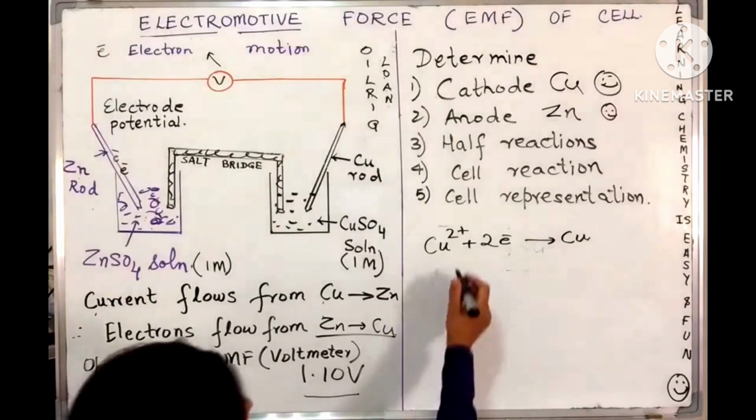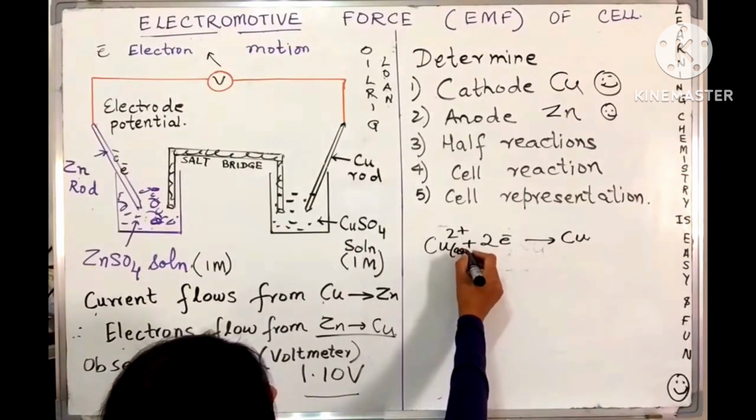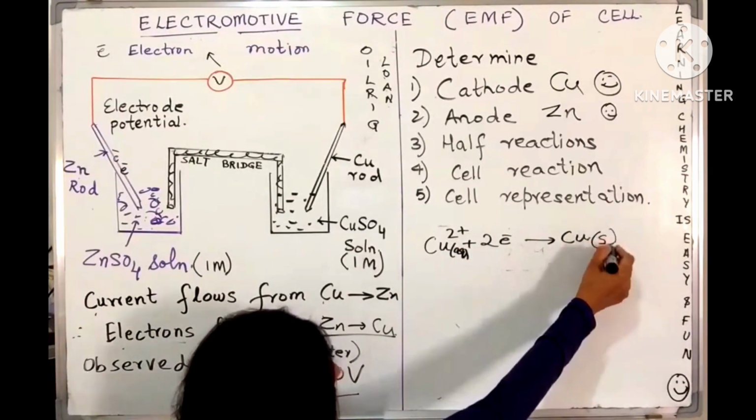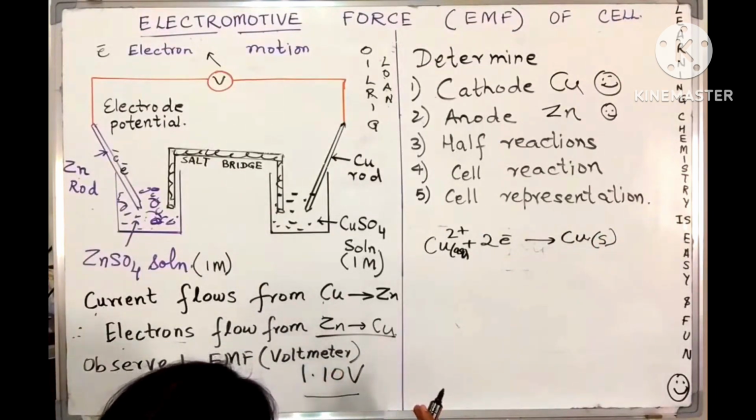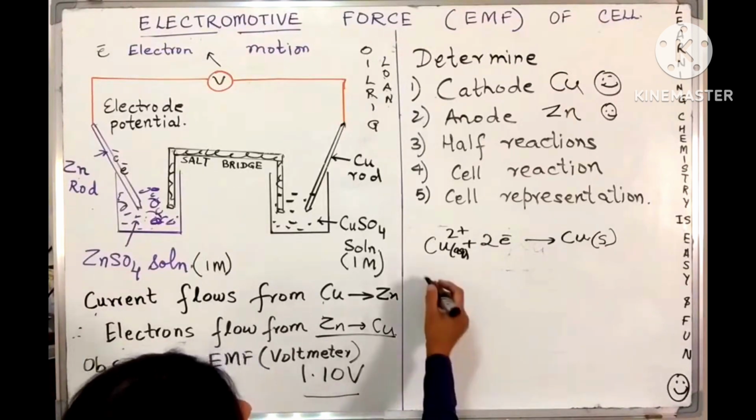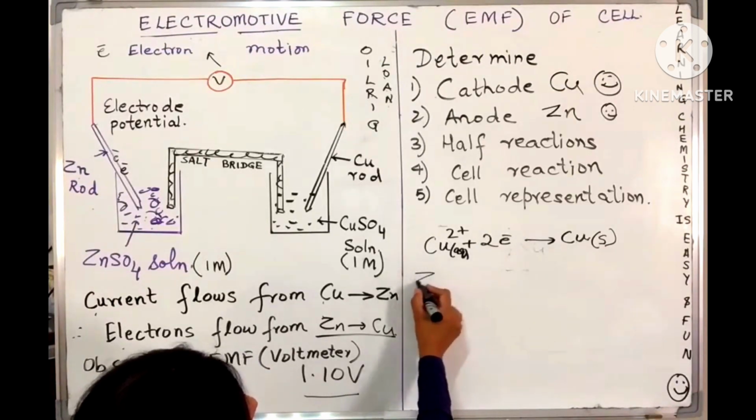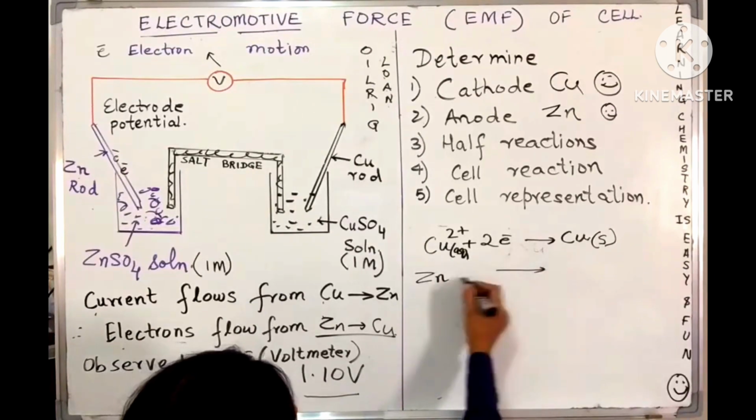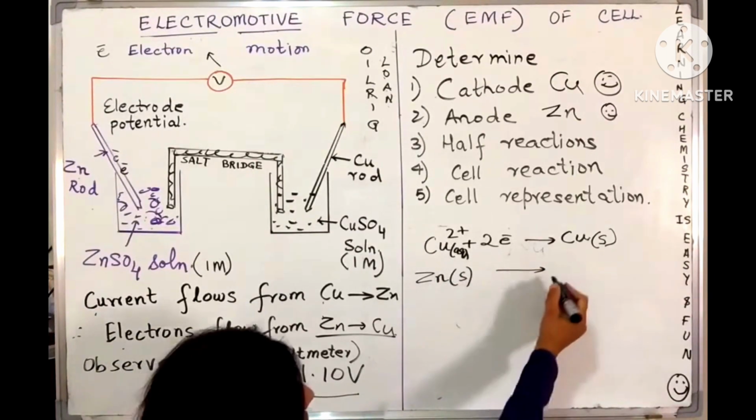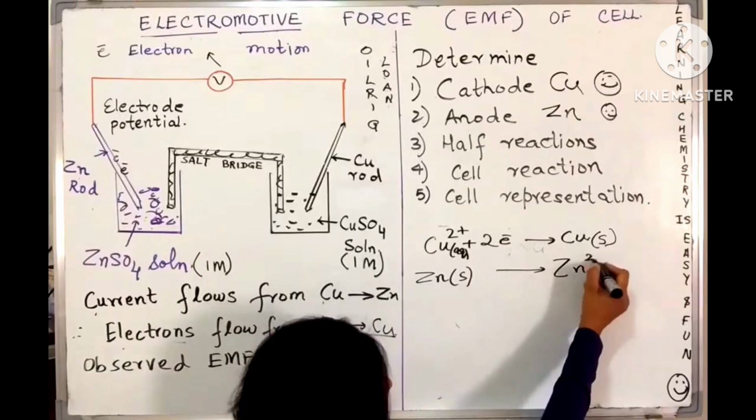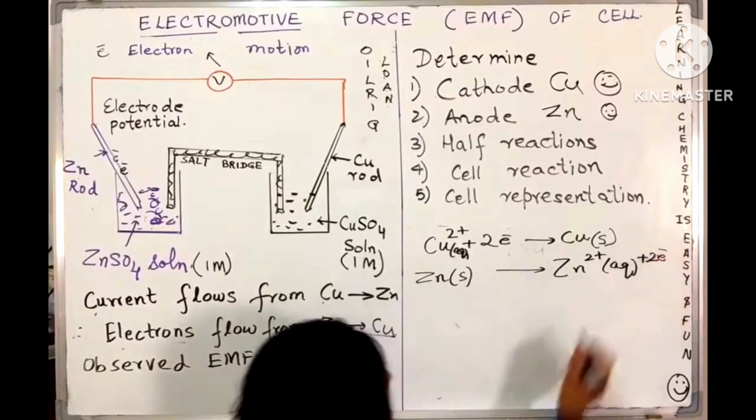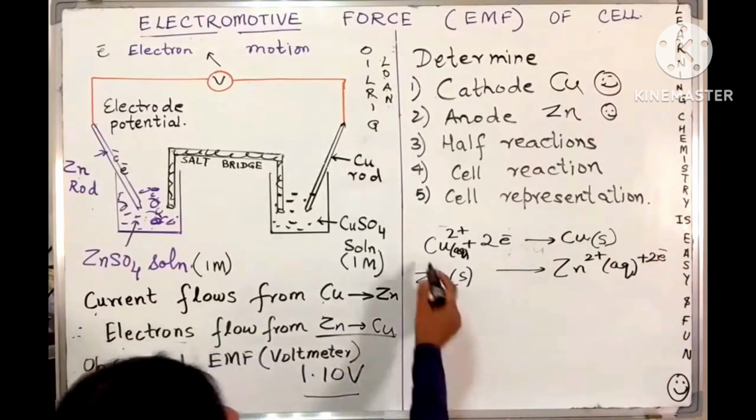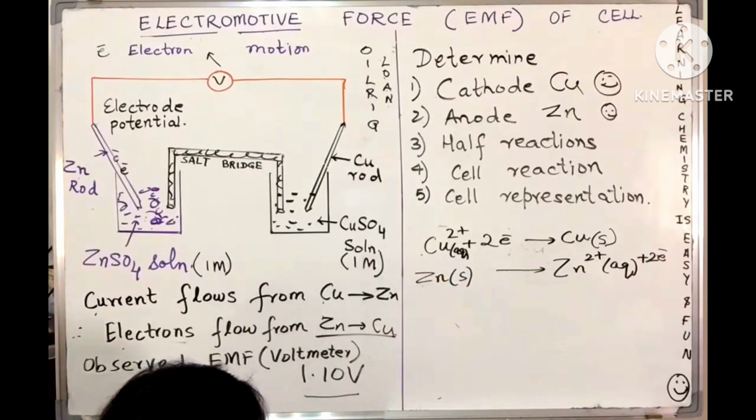Now you would have noticed that I am not going into the details of writing aqueous and solid, because I find that many a times the students get confused with so many symbols. I am trying to keep it simple. Go on to anode. Loss of electrons is taking place. So zinc solid is changing into Zn2+ aqueous plus 2 electrons, right? So these are the two half cell reactions at the cathode and the anode.